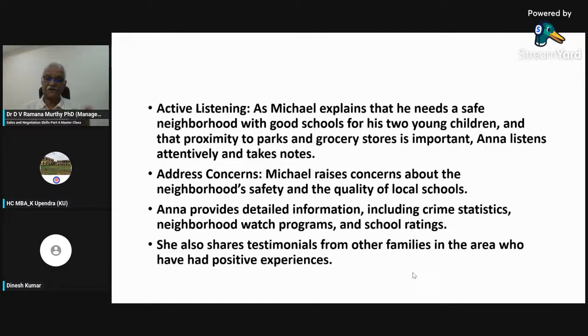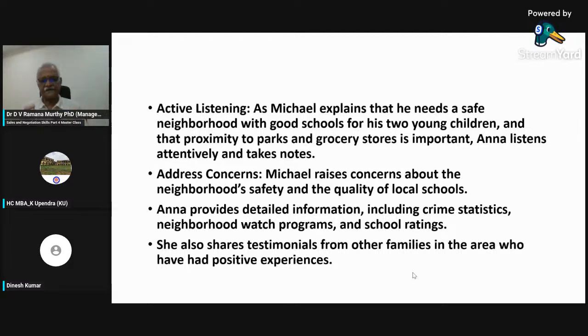Because if a safety concern is raised, and it's an unknown area, and we're not sure about the crime rates, you present the crime statistics and crime rates, and the neighborhood programs, and the famous schools in and around, and the school ratings. This kind of very detailed information can help Michael, the customer, take a decision.